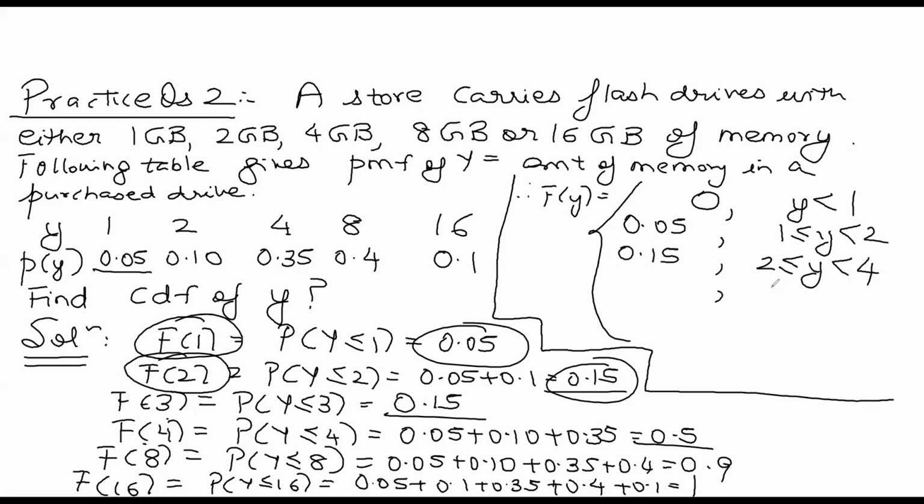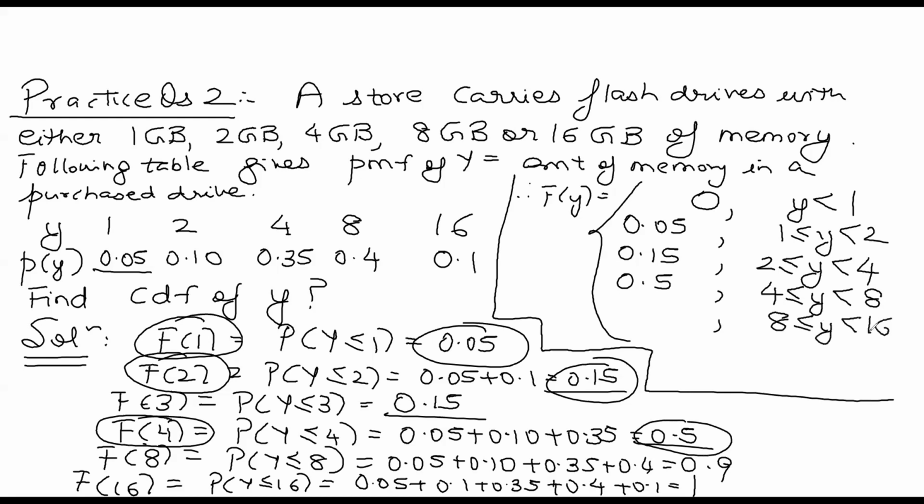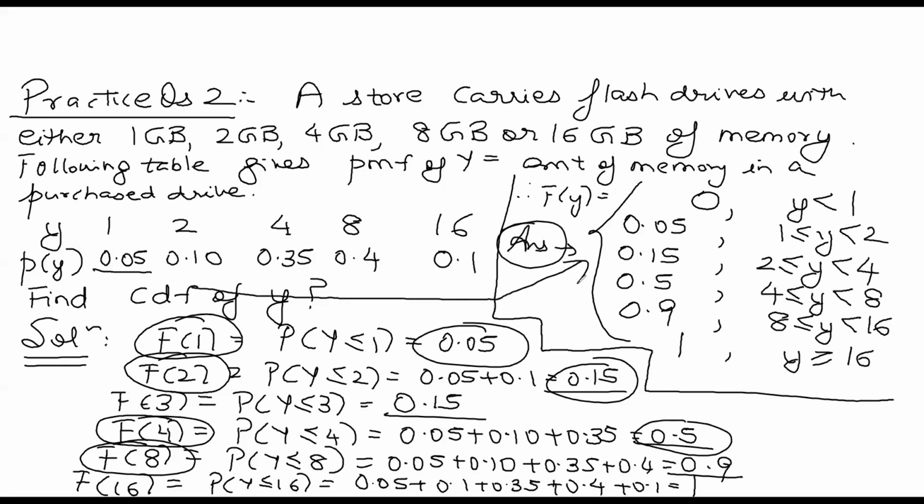If y takes the value greater than or equal to 4 but strictly less than 8, the answer will be f of 4, which is 0.5. If y is greater than or equal to 8 but strictly less than 16, the answer will be f of 8, which is 0.9. And if y is greater than or equal to 16, the answer will always be 1. So this is my answer. This is my cumulative distribution function of y.